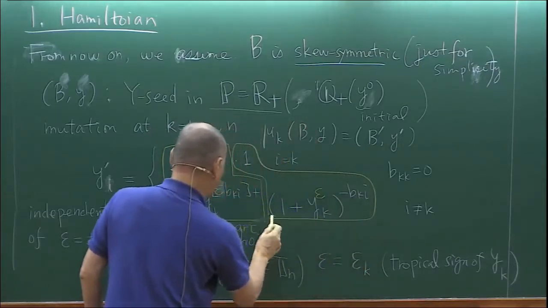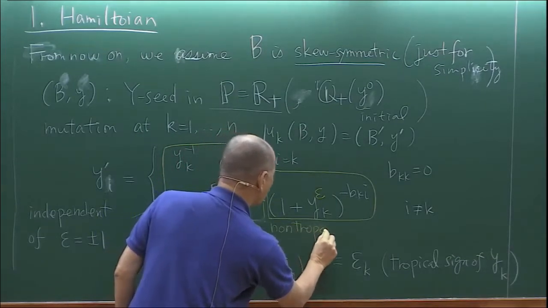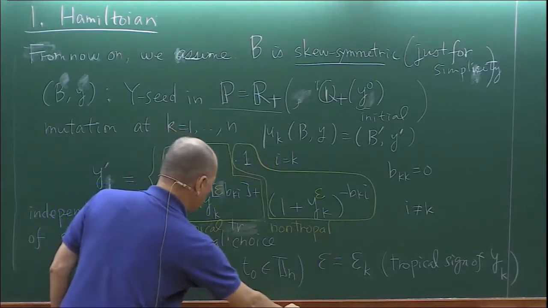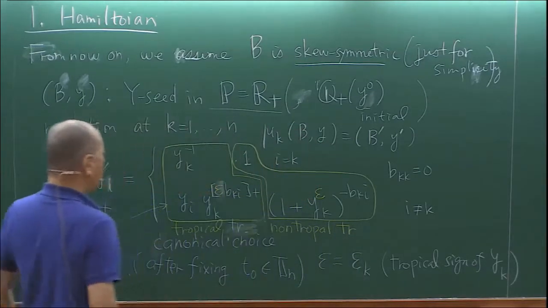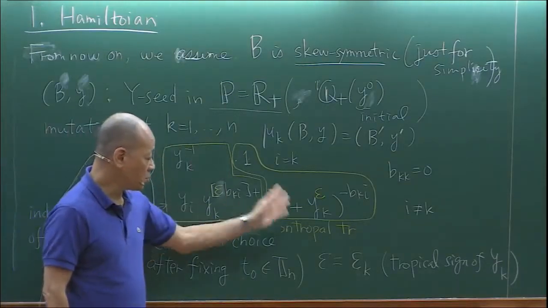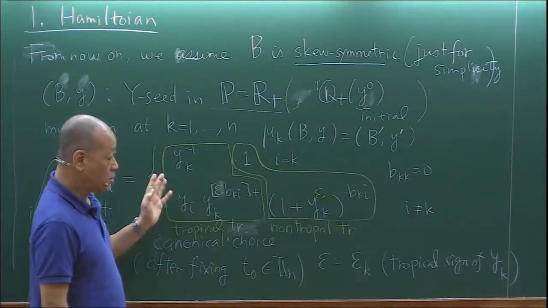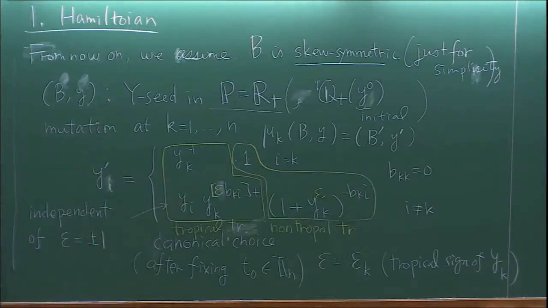And this transformation I called non-tropical. Let's call this the tropical transformation, and let's call this the non-tropical transformation. What I said is mutation is regarded as a composition of two transformations. One is the non-tropical one, then after that you make a tropical transformation. And this expression has a very intrinsic meaning from the point of view of classical dynamics, which I'm going to explain.